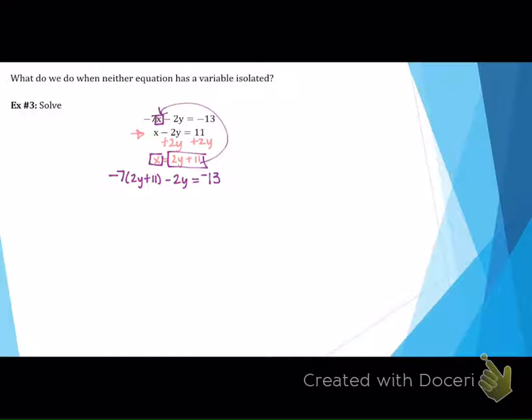Okay, so Alyssa, what would you do next? So you would distribute. Colin, what would you do after that? Then you combine the -14y and the -2y. Good job, Colin. Connor, what would you do now? Add 77.